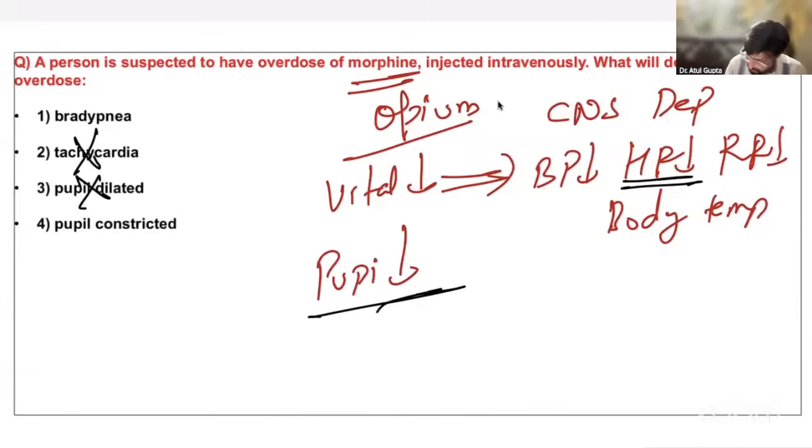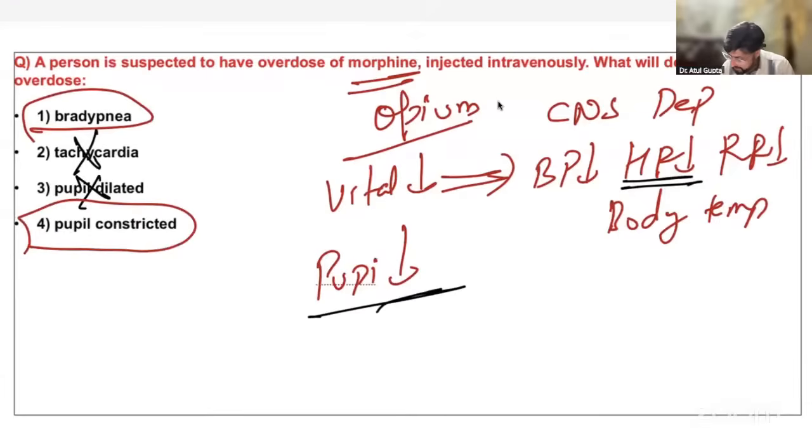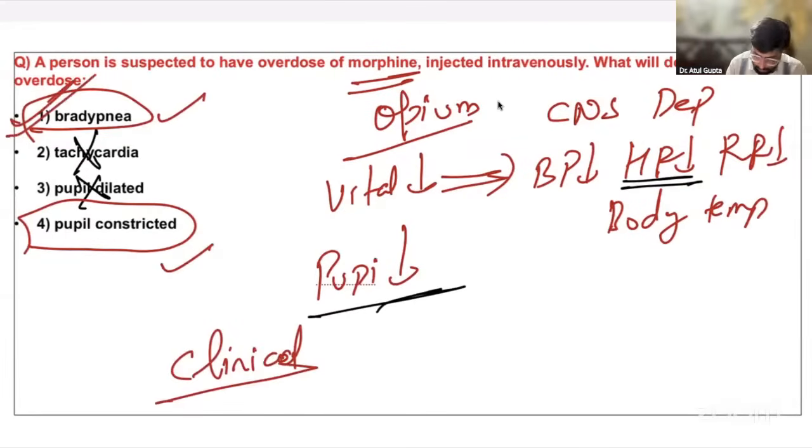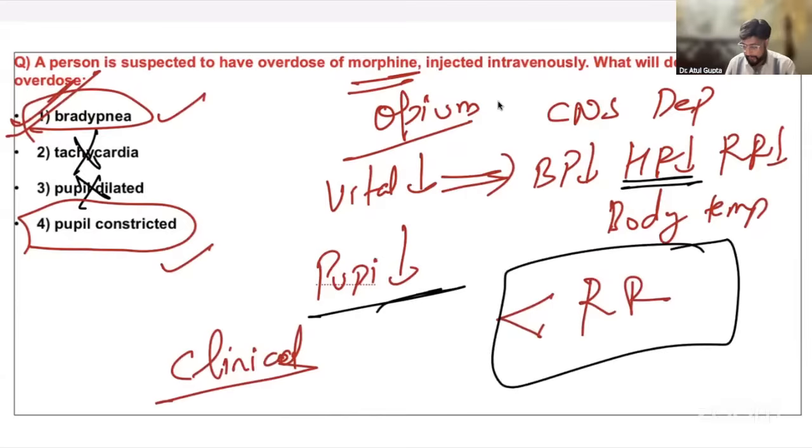So people would have got confused between pupil constricted and bradypnea. Sir, there were two such options in the quad. Okay, we'll come back to that. Let's first discuss this. Bradypnea and pupil constricted both are seen, but from clinical relevance, what is more important? Bradypnea is more important. I have told you consistently, low respiratory rate is the most characteristic sign of opioid poisoning.